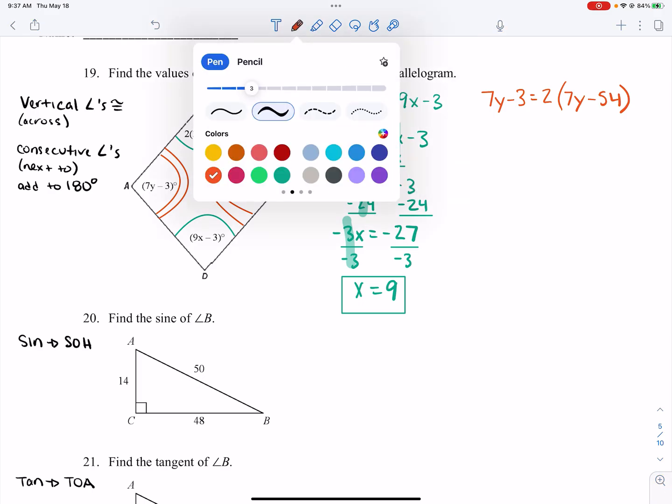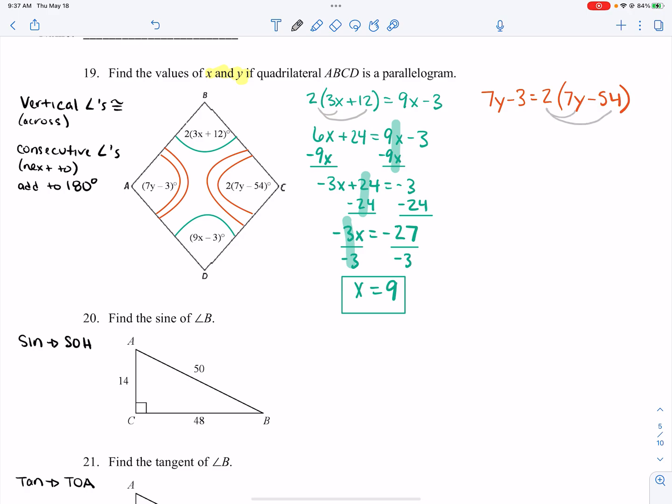So again, I have to distribute the 2 to both terms. So I have 7y minus 3. 2 times 7y is 14y. And 2 times 54 is 108. Same as the steps on the left, I want to get all of my y's to the left-hand side. So I'm going to subtract 14y from both sides. So 7y minus 14y is negative 7y. Bring down minus 3, bring down my equal sign, bring down my negative 108.